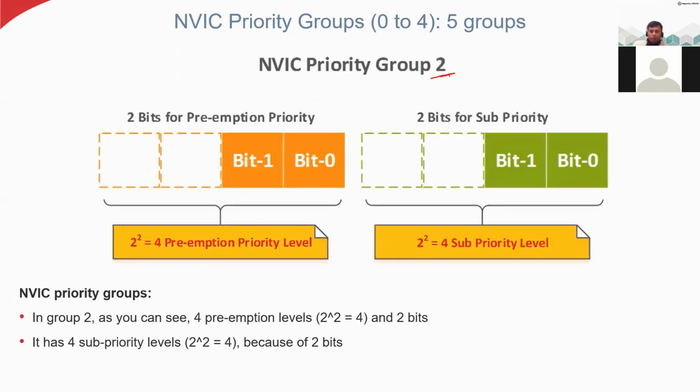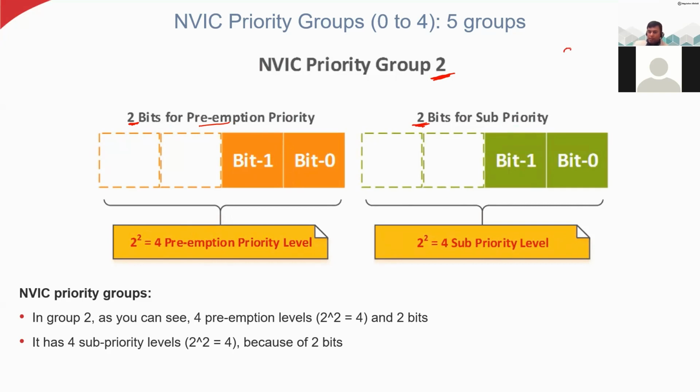And next one is group 2. In group 2, the preemption block has 2 bits, and the sub priority has 2 bits. So now how many levels? 2 to the power 2, because 2 bits, 2 to the power 2 is equal to 4. So we have 4 preemption levels. And same here. 2 to the power 2, because we are using 2 bits to represent the sub priority here. So 2 to the power 2 is equal to 4. So we have 4 sub priority levels.